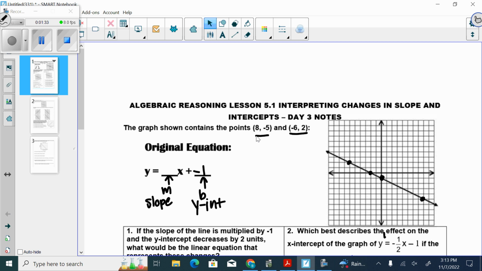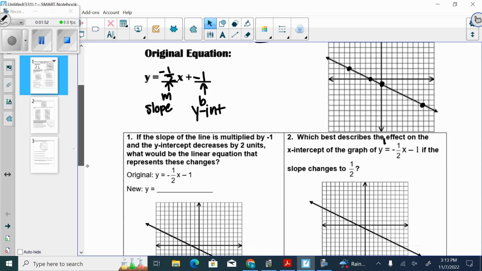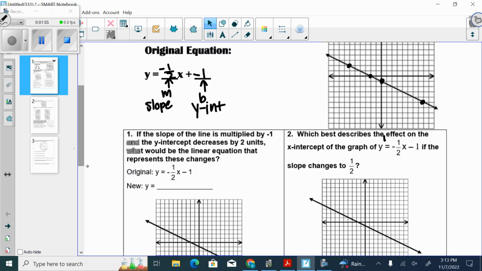Very good. Okay, and because I'm going right 2, that means my slope is positive or negative? Very good. All right, so there is our original equation. Okay, y = -1/2 x - 1. All right, so just like our last set of notes, we're going to use this as our original and then talk about whenever we make the changes they ask, how do the two graphs compare. So they already are going to have the original written down and graphed for us. We're just going to take care of the new.